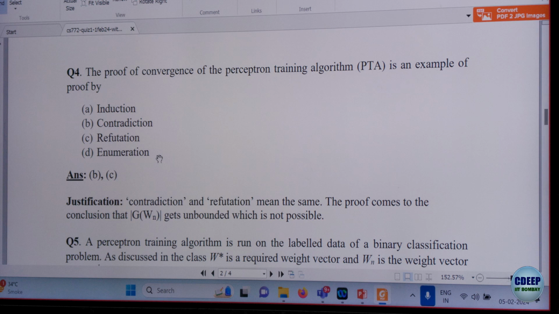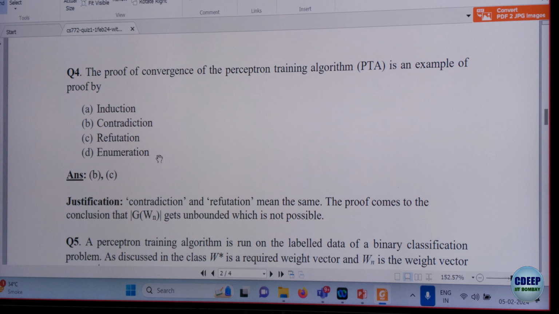The proof comes to the conclusion that GWN gets unbounded, which is not possible. If you see the perceptron training convergence proof, we start with GWN, which is WN dot W star divided by mod of WN. This is bounded and it cannot become unbounded unless it converges. So you have to give both the terms. I heard some cribs that you chose only B, but B and C both have to be chosen.